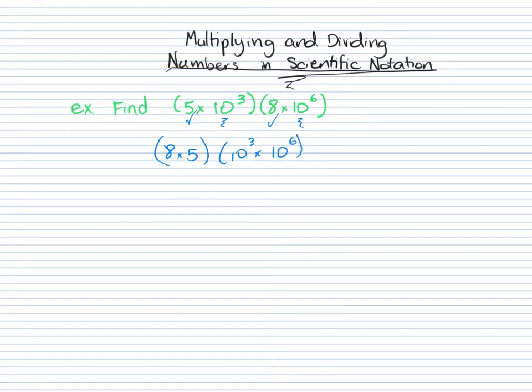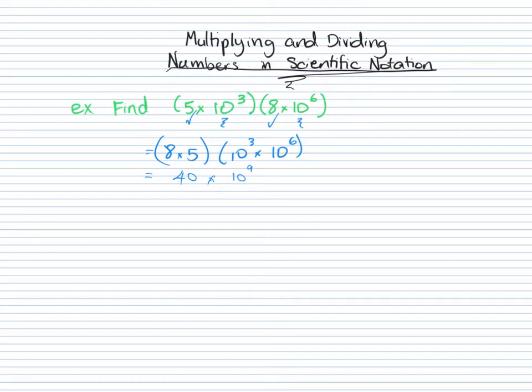All right. So 8 times 5, that's not so hard. We know that 8 times 5 gives us 40. And 10 to the 3rd times 10 to the 6th, if you remember your laws of exponents, then you know all you have to do here is add your exponents because we have two numbers with the same base, so we can add the exponents. And we get here that on that side should be 10 to the 9th.